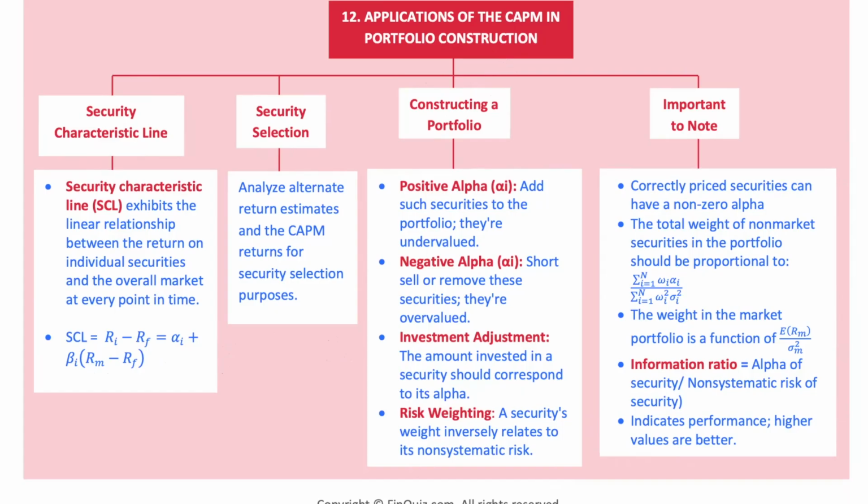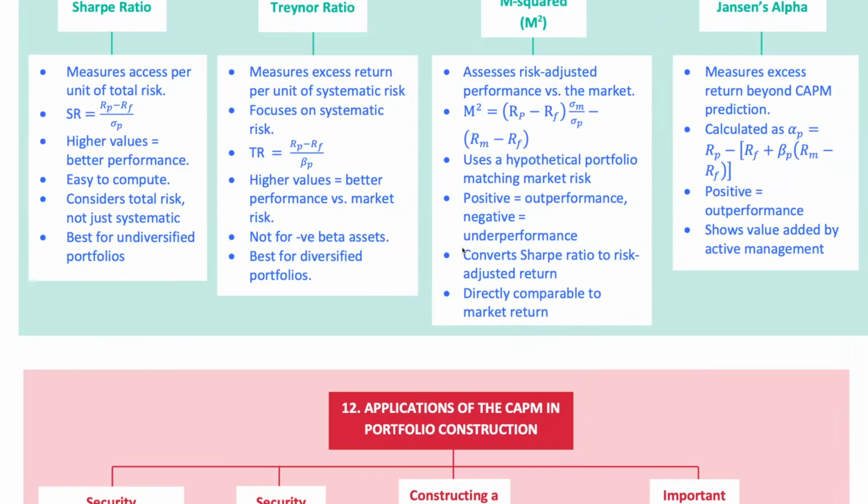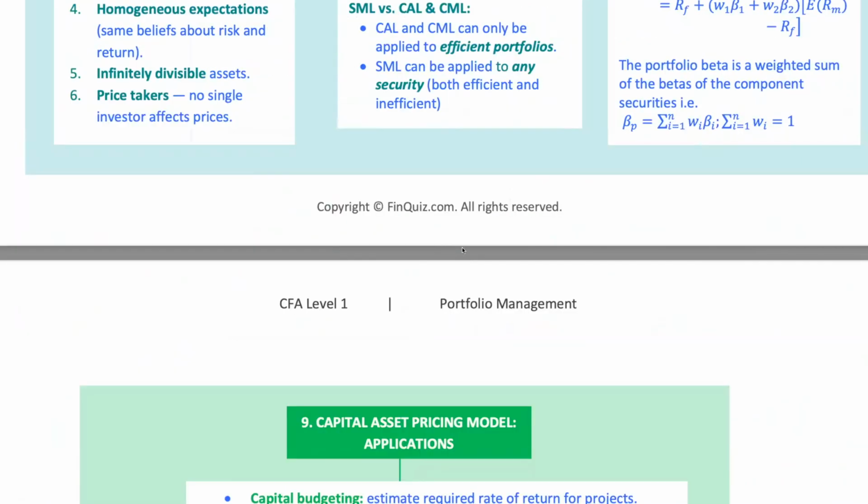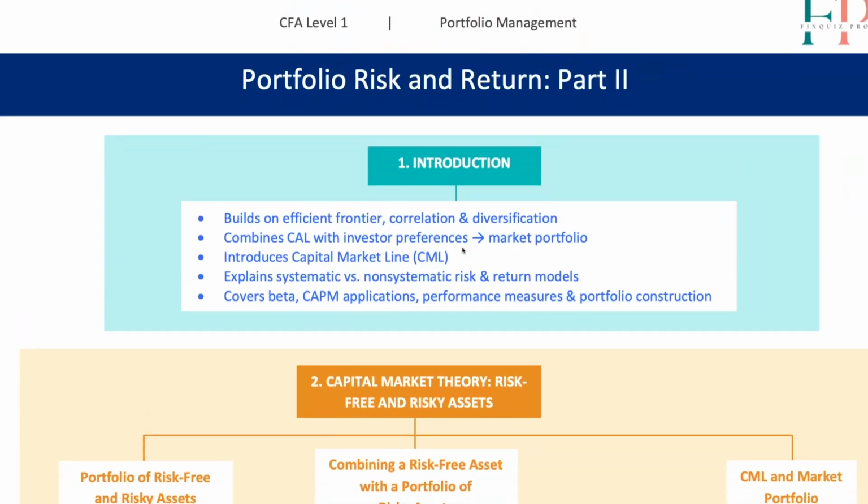Now, what we've covered here is the backbone of modern investing, how risk connects to return, how portfolios are built, and how performance is judged. You've seen how beta, alpha, and CAPM all fit together, not as isolated formulas, but as tools professionals use every single day to make real decisions. At this stage, it's about clarity, not memorization.